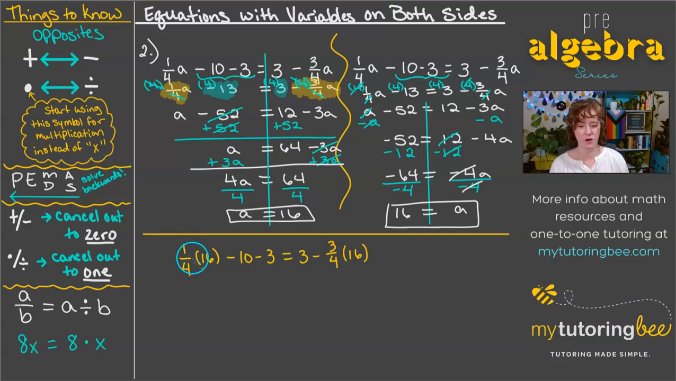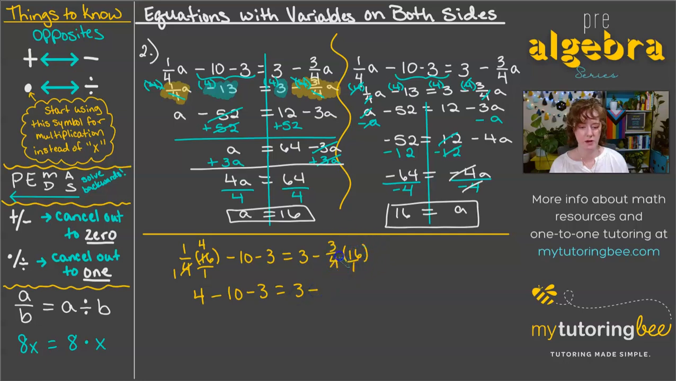Okay, and I do want to do just a quick check here. I rewrote my original equation with the 16 substituted in for a. So let's use our order of operations to solve this. So 1/4 times 16, if we put that 16 over 1, this 4 can cancel out, the 16 can cancel out. So we wind up with just 4 minus 10 minus 3 equals 3 minus, and then we can do the same thing over here.